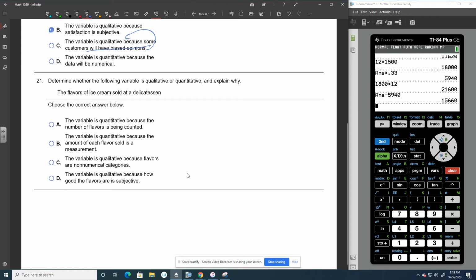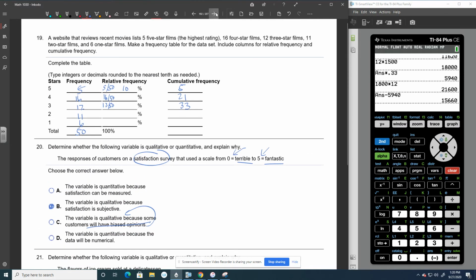Okay, 21. Determine whether the following variable is qualitative or quantitative. Again, the flavors of ice cream sold at a, dude, how do you even read that word? Delicatessen? So again, the flavors is not something that you can measure. So it's not going to be quantitative. So it's either going to be qualitative because the flavors are non-numerical categories, or qualitative because how good the flavors are is subjective. Well, we're not asking anything about how good they are. So we would choose option C.